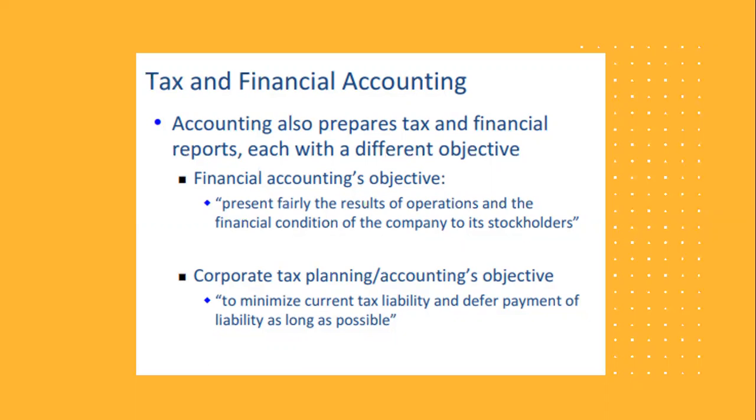And then there are also some tax reports that need to be made. These are corporate tax planning accounting objectives. The objective of these tax reports is to minimize the current tax liability and defer payment of liability as long as possible. Obviously no company wants to pay a large amount of tax, so accountants are usually hired to think creatively about how to minimize the tax liability and, if possible, defer the payment of the taxes for as long as possible.